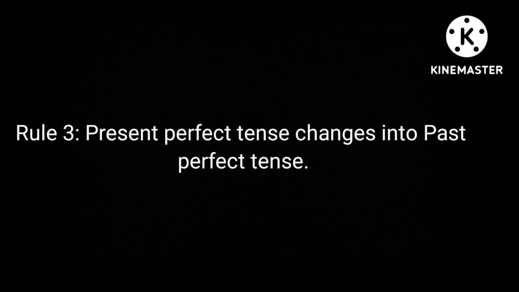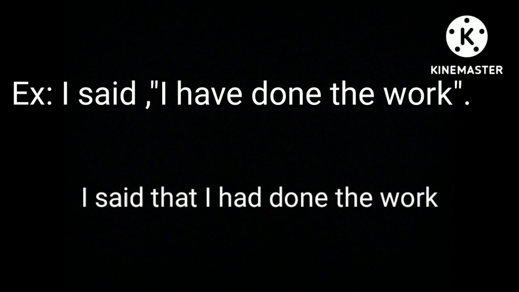Let us move to rule 3. Present perfect tense changes into past perfect tense. So let us take one example. I said, "I have done the work." And if you convert this particular sentence into indirect speech, it will be like this. I said that I remains I only, because I is a first person pronoun and linked with the reporting subject, and in the reporting subject also I only is there, that's why here I remains the same. But the tense present perfect, have plus done, is going to be changed as had plus done. So what will be the final answer? I said that I had done the work.